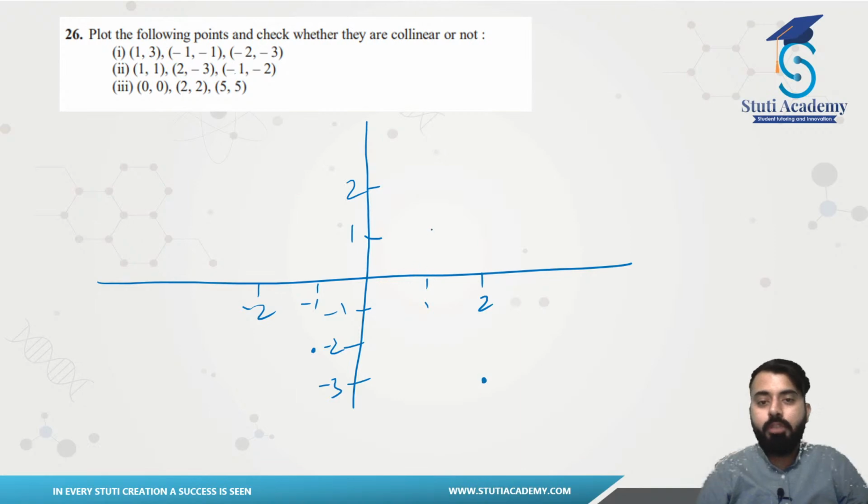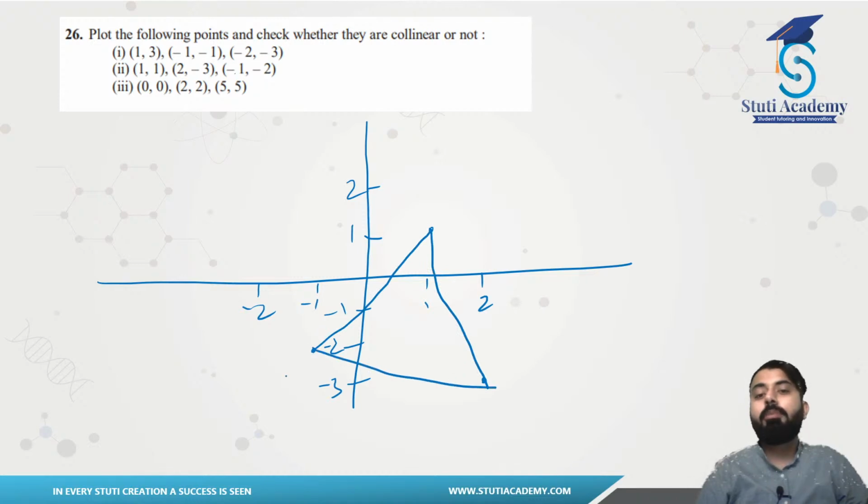(1,1), which is here. Now you see we are getting a triangle kind of figure, which is not a straight line. All of these 3 points are not lying on the same line, so they are not collinear. Now for the last one, you can just verify this.